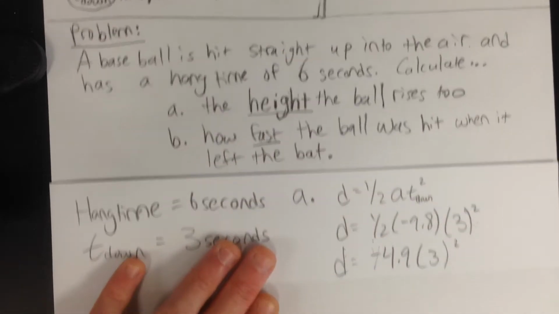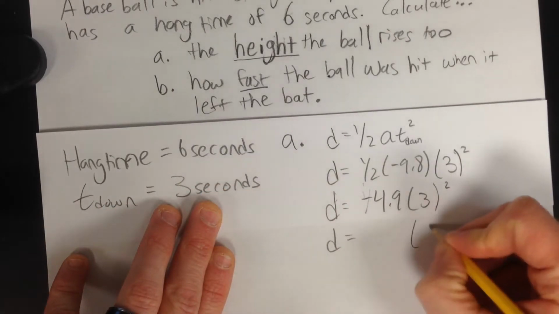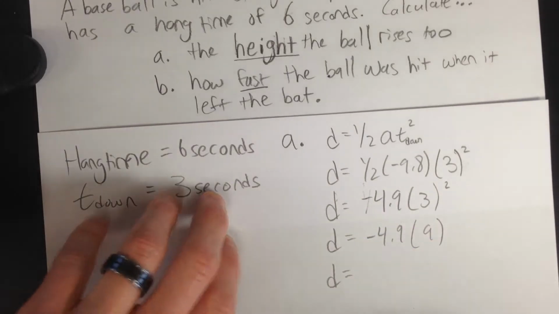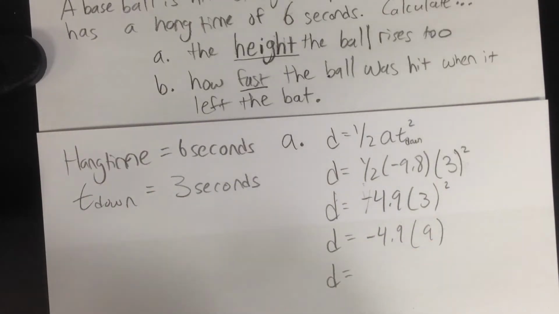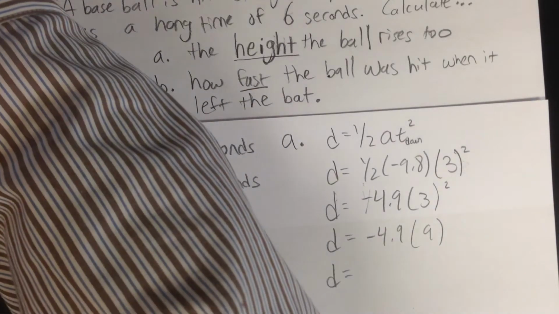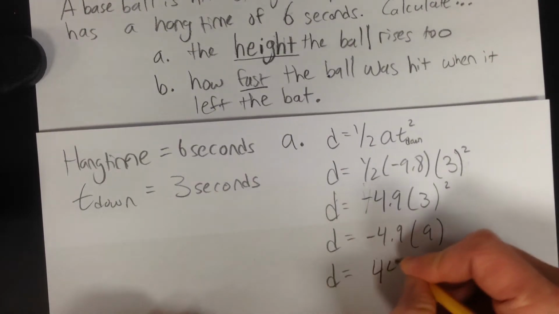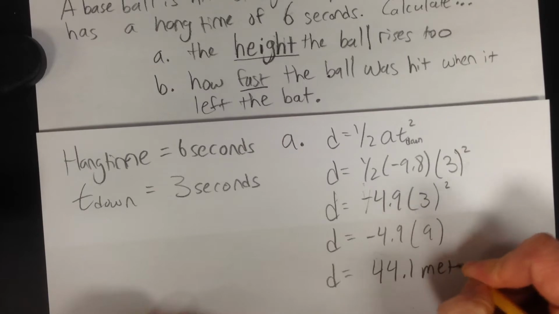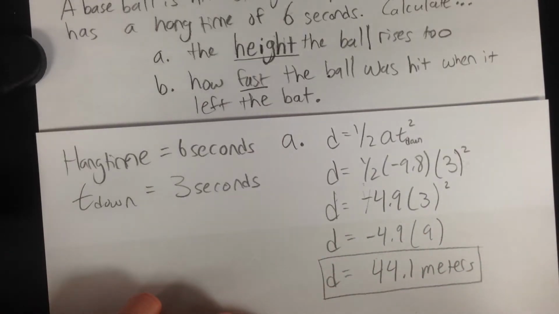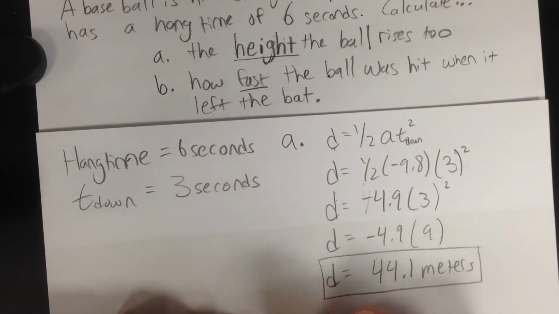3 squared is 9. So the distance is going to compute as a negative, but you could just switch it to a positive after you get it. Doesn't matter. So the height the ball rises to is 44.1 meters. So if they ask for height or talk about height, you know that's distance in your formula. Now let's do letter B.